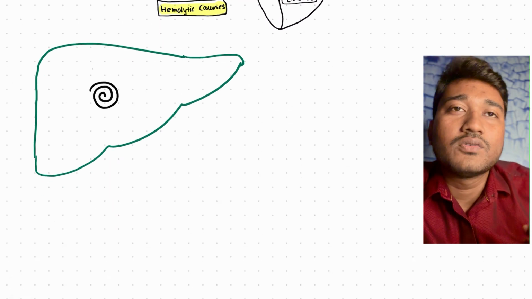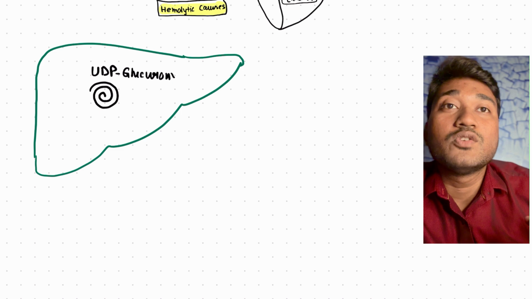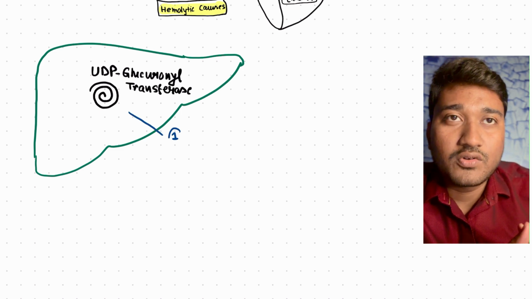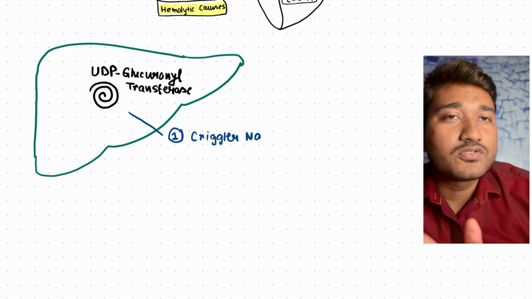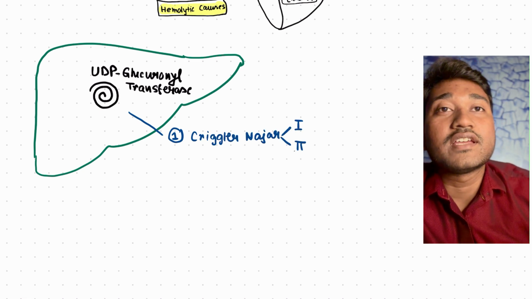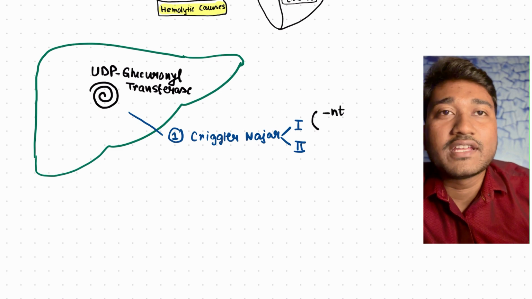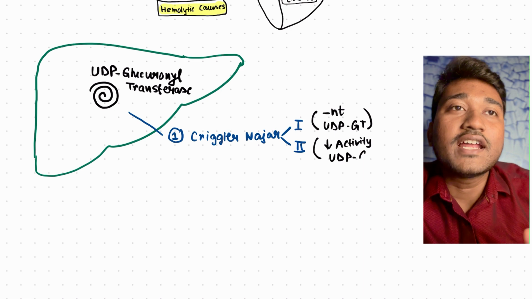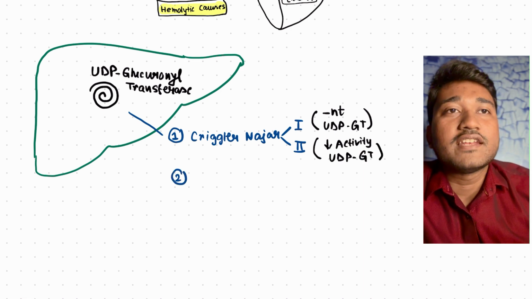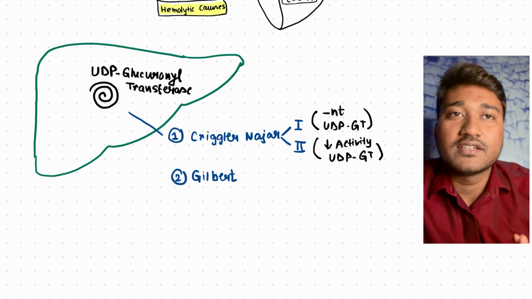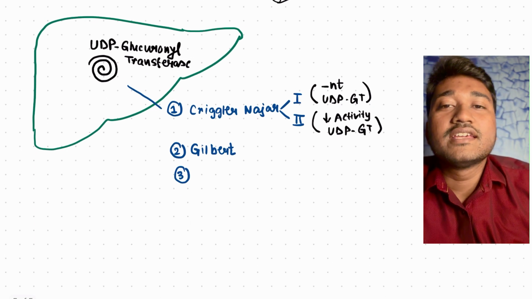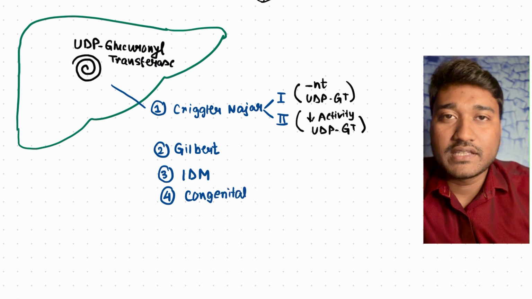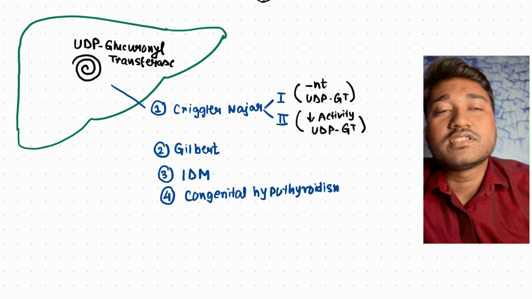And in the liver, we have another friend, that is the UDP glucuronyl transferase, UDP-GT enzyme, whose main action is to convert your unconjugated bilirubin into conjugated bilirubin. In some conditions where the enzyme is not working properly, unconjugated bilirubin will automatically be high, like in Crigler-Najjar syndrome. In type 1, UDP-GT is totally absent. In type 2, there is reduced activity of this UDP-GT. Also in Gilbert syndrome, and in IDM, that is infant of a diabetic mother, the same issue, and also in congenital hypothyroidism.